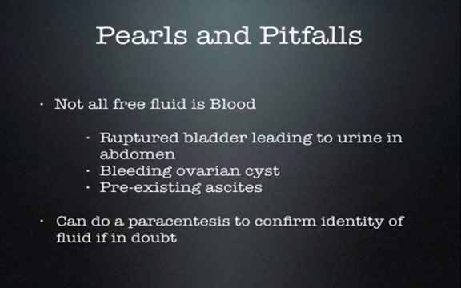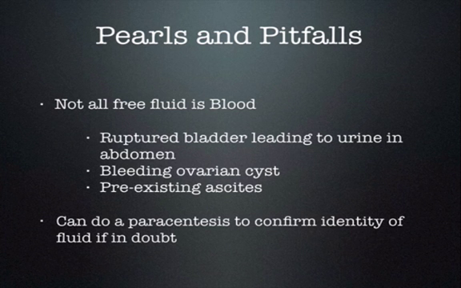So a few pearls and pitfalls. Not all free fluid is blood. All fluid looks the same on ultrasound. Fluid is black or hypoechoic. We assume in the trauma patient that fluid is blood, but it may be a ruptured bladder and urine in the abdomen. It could be a bleeding ovarian cyst. Again, that's blood, but the blood's not coming from the trauma. It could be pre-existing ascites.